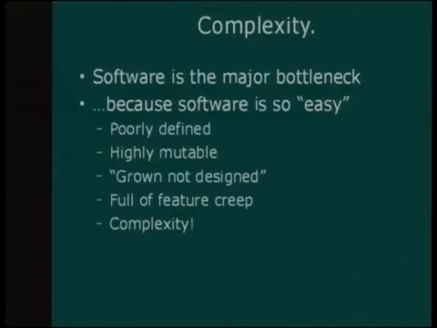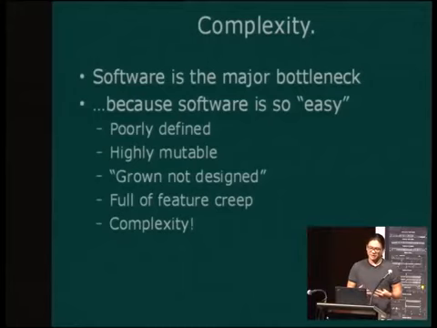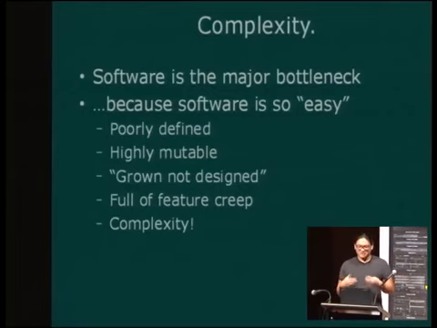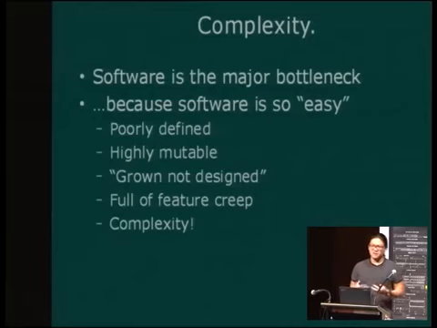Like hardware, we can build it and I can get it right, and we can get it working to a pretty high level of reliability. Software is always the long pole in the tent. And I think it's partially because software is just so, quote unquote, easy. It's poorly defined, it's highly mutable, a lot of times it's grown, not designed, there's lots of feature creep, and a lot of this contributes to the complexity of the software problem.